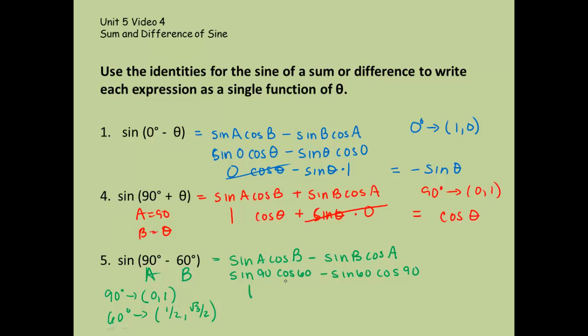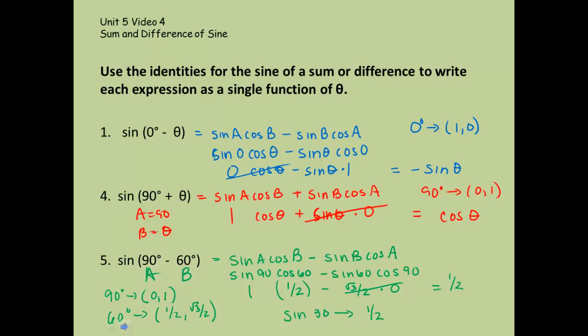And I can start now replacing. So the sine of 90 is 1, the cosine of 60 is 1/2. Minus the sine of 60 is root 3 over 2, and the cosine of 90 is 0. So in this case, this part cancels out and my answer is 1/2. I can check this because I know that 90 minus 60 is 30 degrees. So if I were to verify with 30 degrees, the sine of 30 is 1/2. Now that's a way to check it. You still have to show the work, and you went through the process of using the sum and differences of sine.